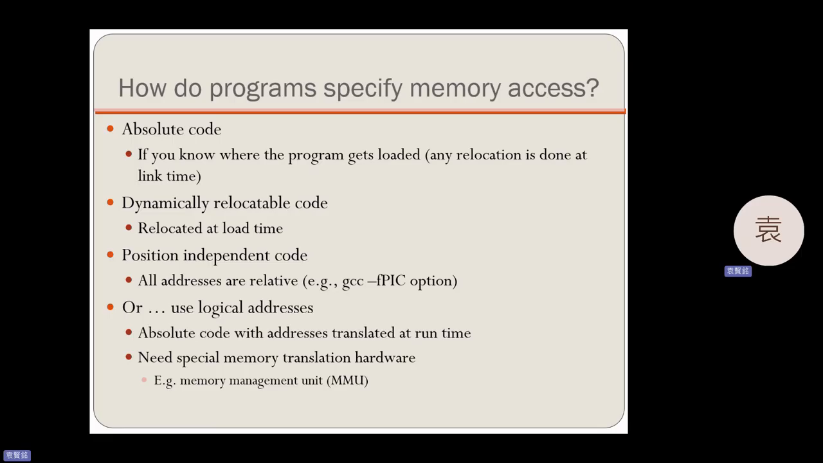How a program can refer to a memory address. If it is absolute code, that means before the compilation, we already know where to load the program. So the compiler can generate absolute code.